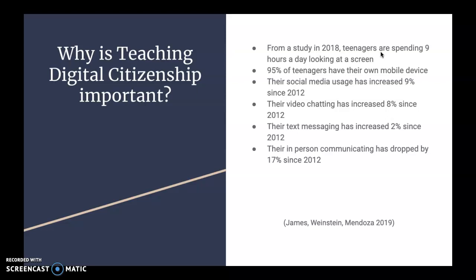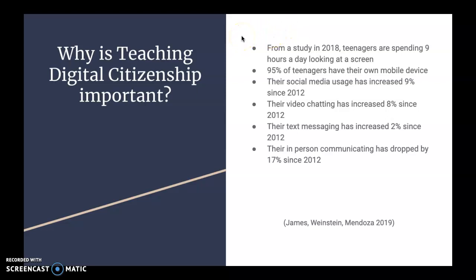There's a recent study in 2008 where it found that teenagers are spending 9 hours a day looking at a screen. 95% of teenagers have their own mobile device. Their social media usage has increased 9% since 2012. Their video chatting has increased 8% since 2012. Their text messaging has increased 2% since 2012. And their in-person communicating has dropped by 17% since 2012.